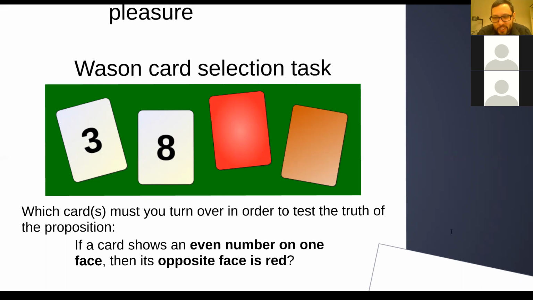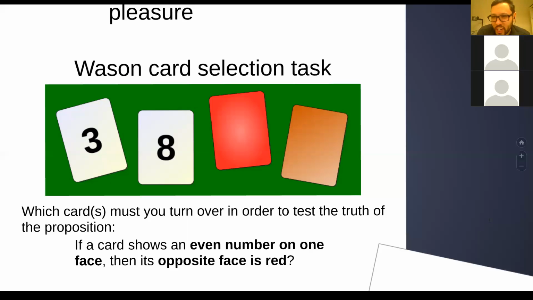Yeah, so Reginald now gets that we don't have to check the red card because it doesn't matter what's on the other side. If the other side is even, then it proves the rule true. But if the other side is odd, it doesn't prove the rule false yet, right? We're only caring about what's on the other side of the even cards. And so the brown card, do we need to check the brown card? Well, again, it doesn't matter what's on the other side of the brown card, or does it? What if the other side of the brown card is even?